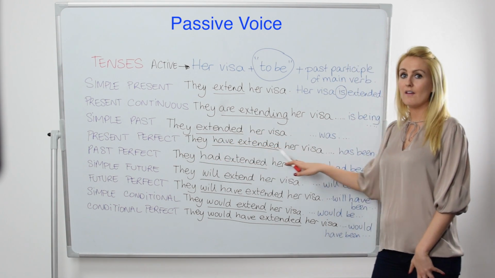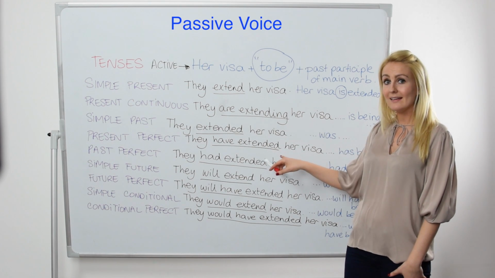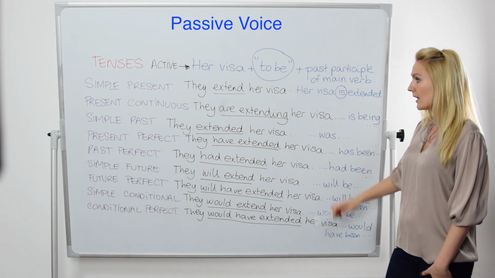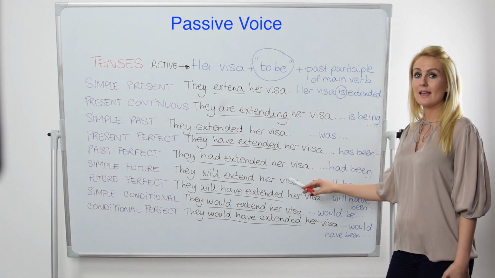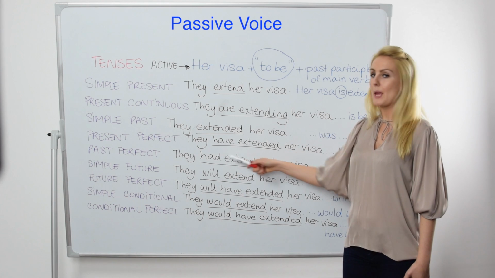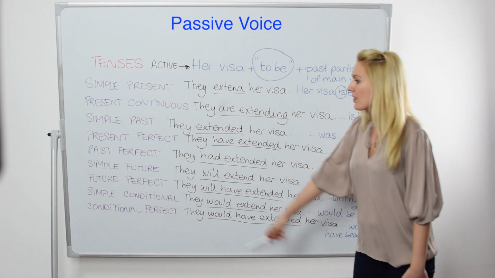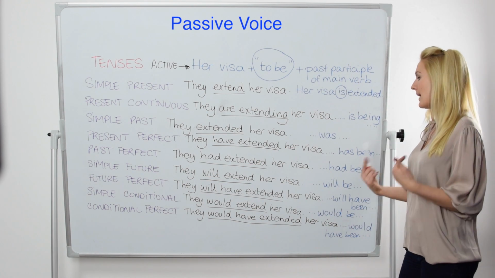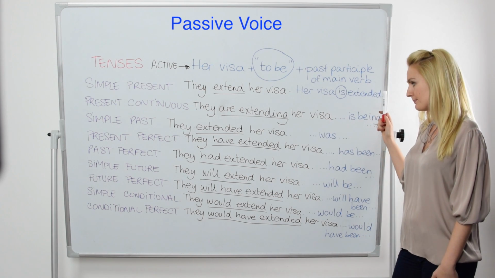Number 4, the present perfect. They have extended her visa. Passive, her visa has been extended. Has been extended. Number 5, the past perfect. They had extended her visa. The passive, her visa had been extended. Number 6, the simple future. They will extend her visa. Passive voice, her visa will be extended.